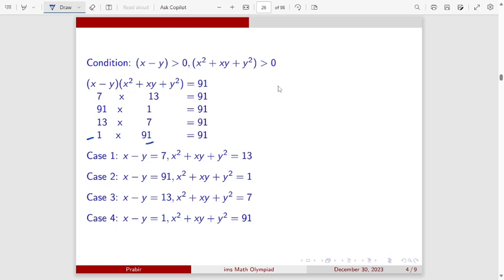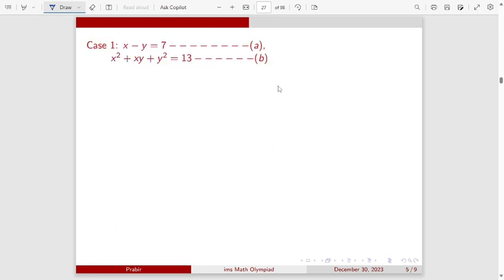Okay. So now we are going to solve each of the systems of equations and try to find the solution, meaning integer solution of our equation. So let's go to case 1. First, what is case 1? x minus y is equal to 7 and x square plus xy plus y square is equal to 13. We are marking the equations by A and B.